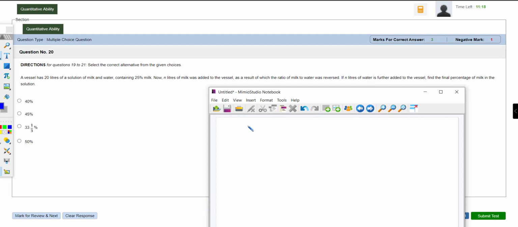Look here, initially 20 liters is there. Out of that, milk is how much? 25%, means 1/4, means 5 is milk, water is how much? 15. So this ratio becomes 1:3, milk is to water. Now look here, milk divided by water is how much? 5 divided by 15.